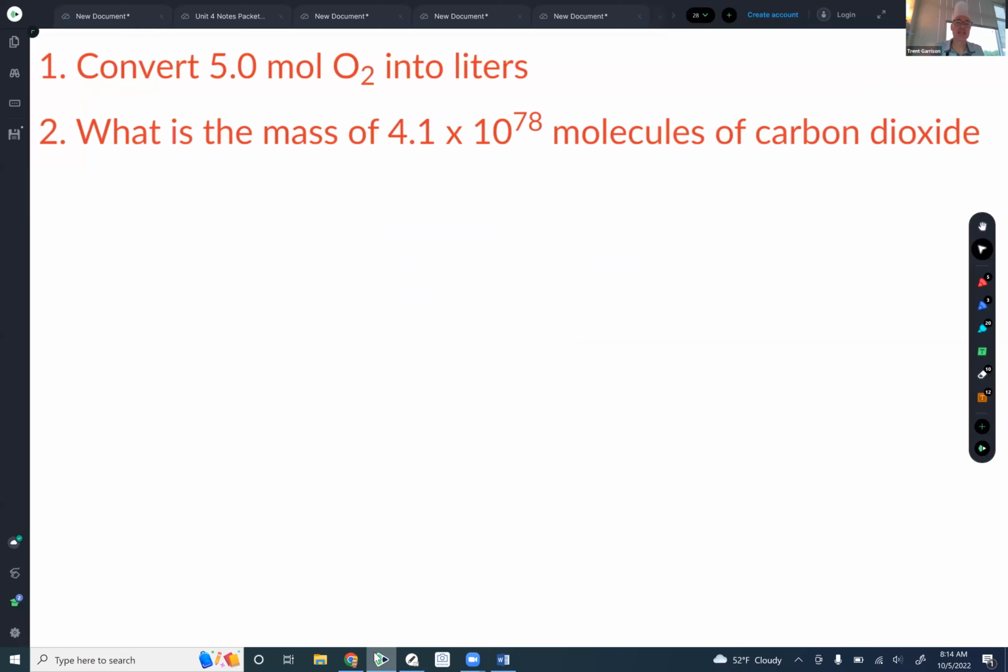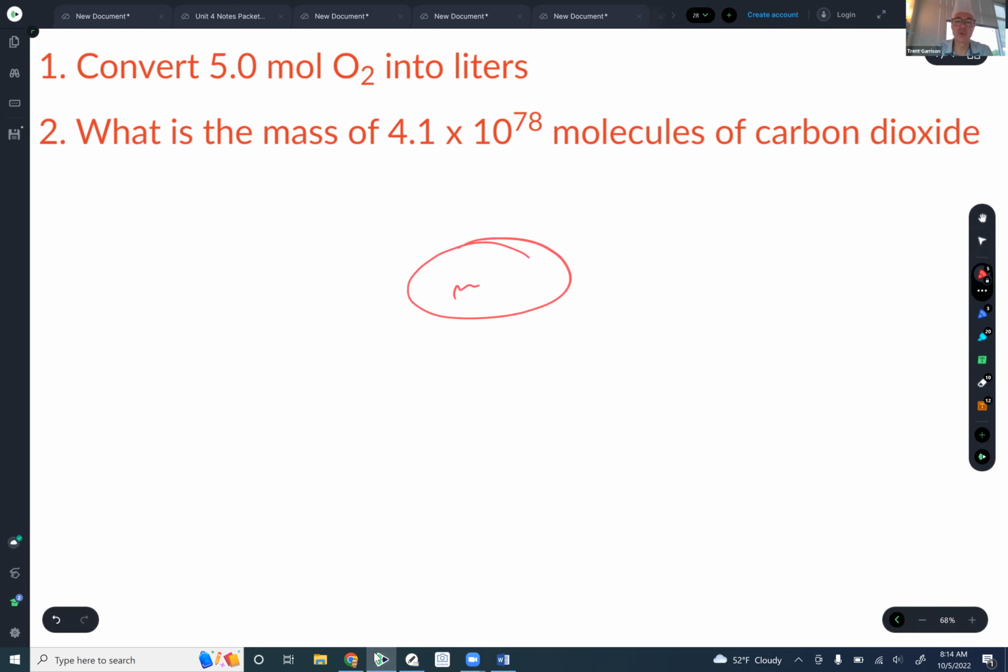All right, so in this first one, it's converting 5 moles into liters. And you're like, oh, that's a new unit. I'm not sure how to go about it. So we need to refer back to our mole map.